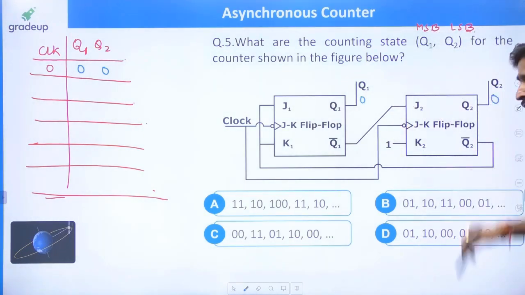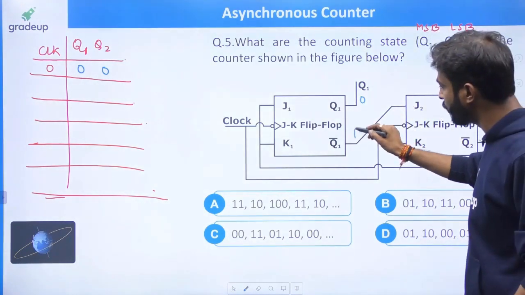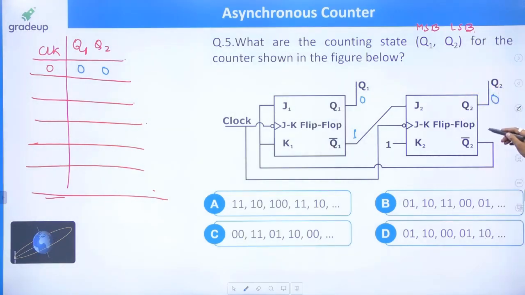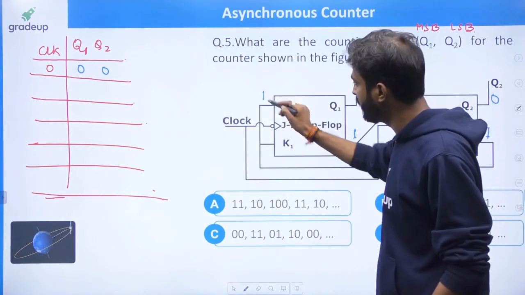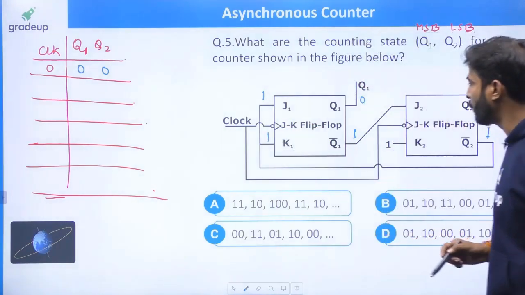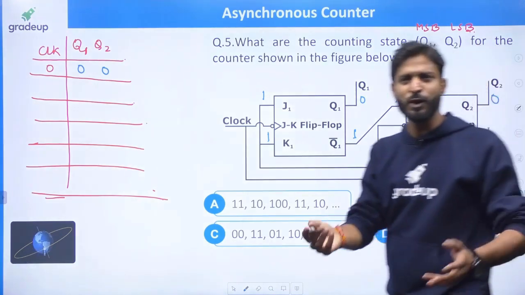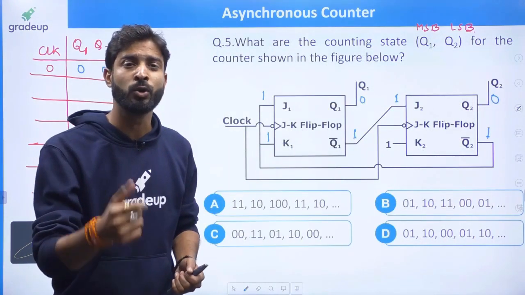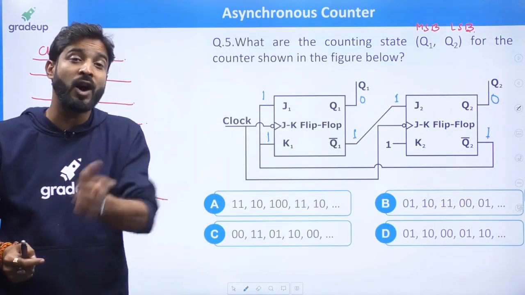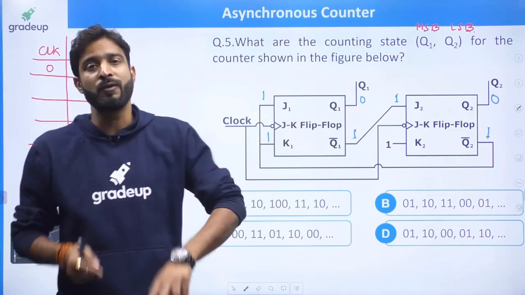It will become 0. If it is 0, of course, the complement will become 1. So my dear friend, J and K both are connected to 1. And for the JK flip-flop, we know that whenever both inputs J and K equal 1, the flip-flop works in the toggle mode. We have to apply the clock.